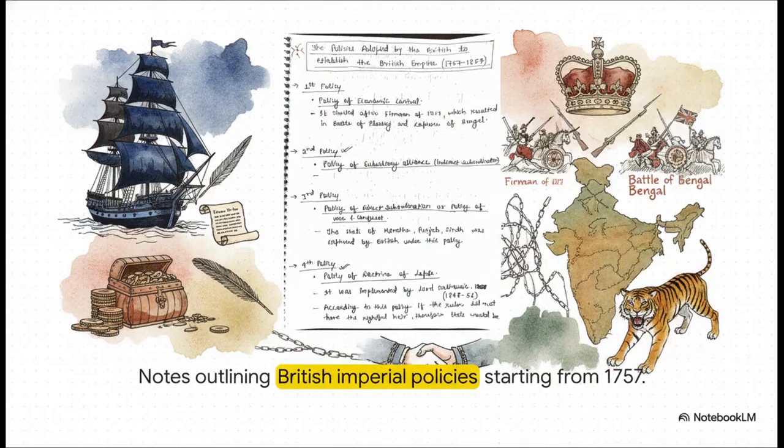All right, Section 1, a century of expansion, spanning the incredibly pivotal years from 1757 to 1857. If you look closely at these original study notes, you'll see the very first policy adopted to establish the British Empire was the policy of economic control. It's absolutely crucial to understand that the foundation for this was laid even earlier with the Firman of 1717, which ultimately sparked the Battle of Plassey in 1757. And that battle? Well, that's the starting line for our century of focus, leading directly to the capture of Bengal. The empire essentially began by securing the purse strings and gaining absolute economic dominance.